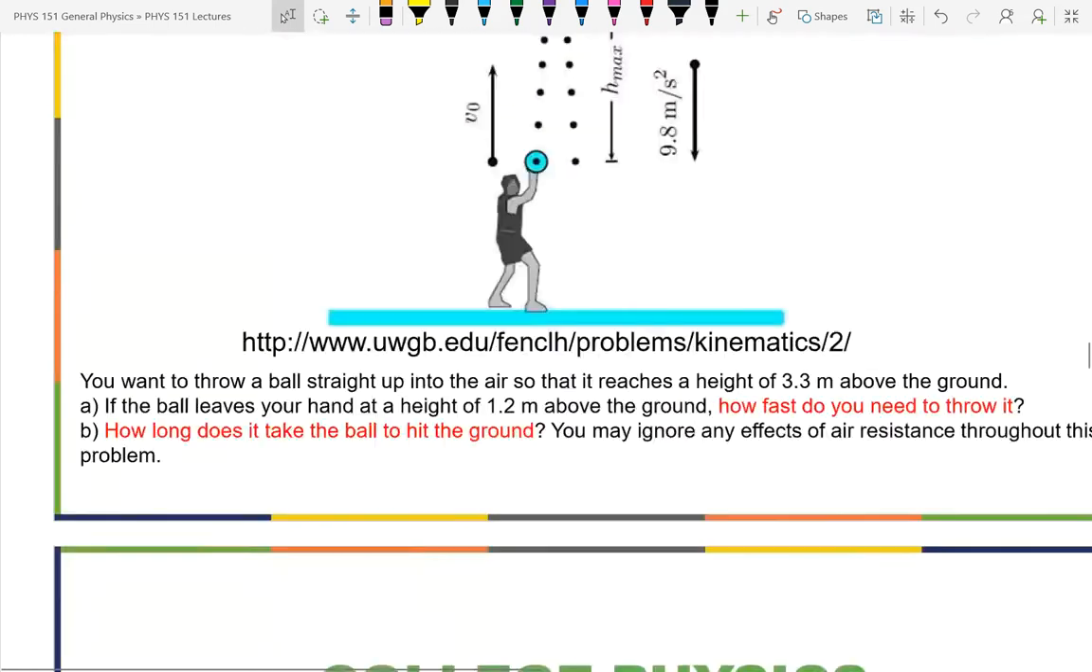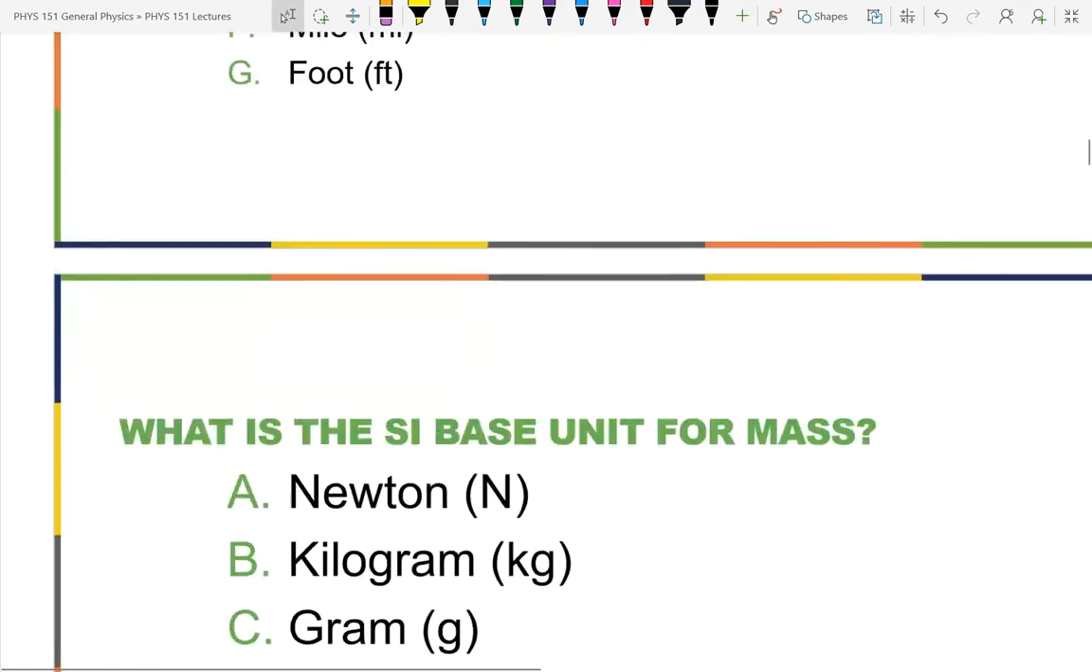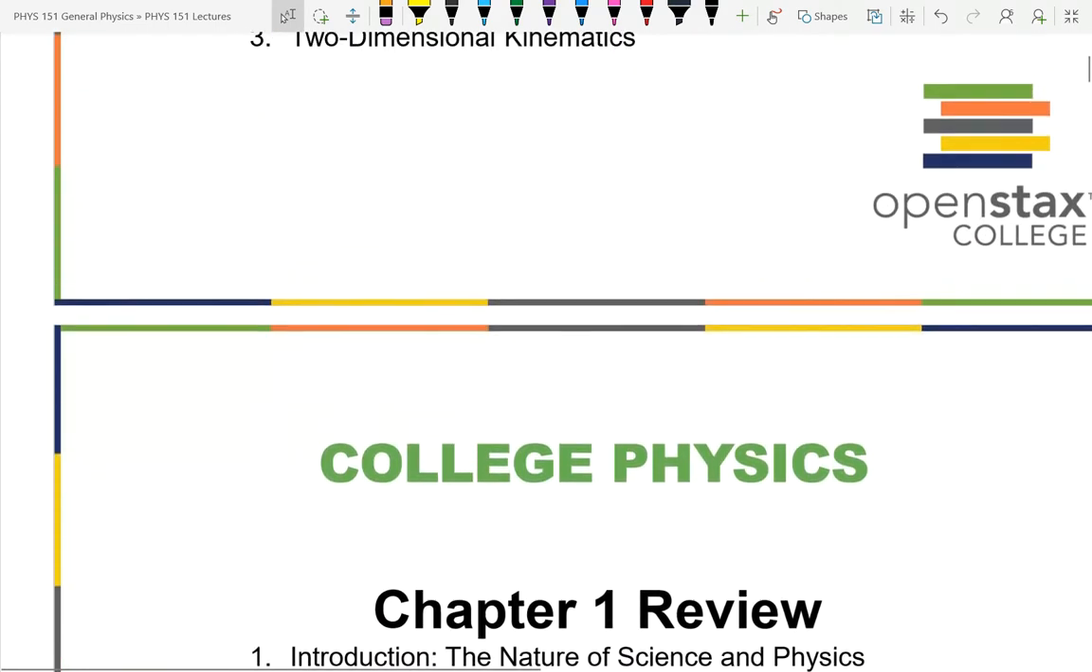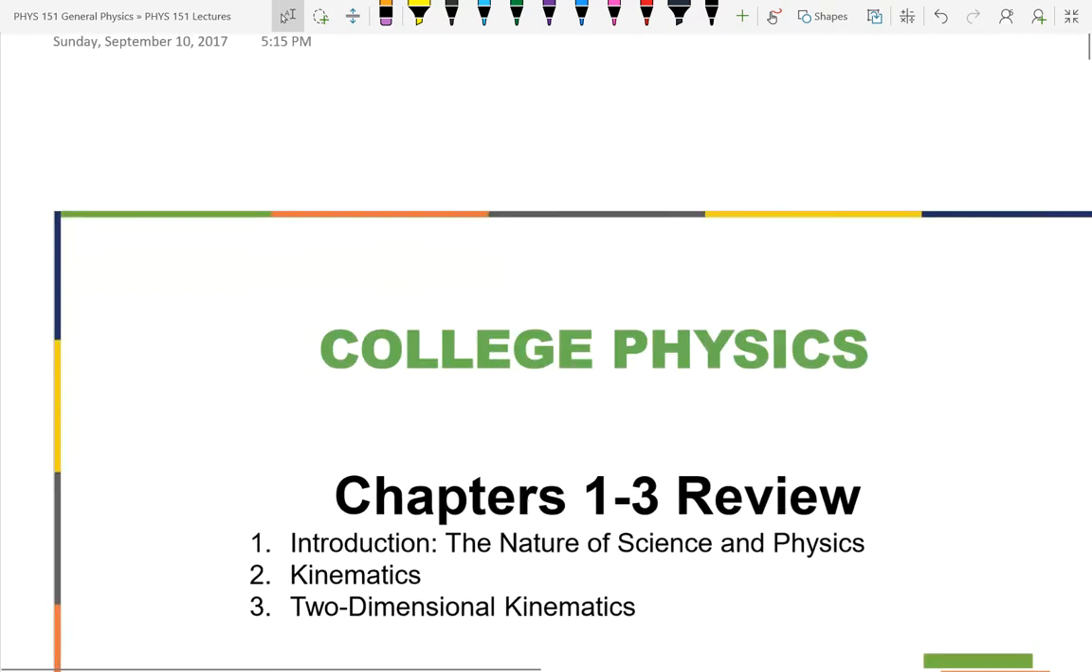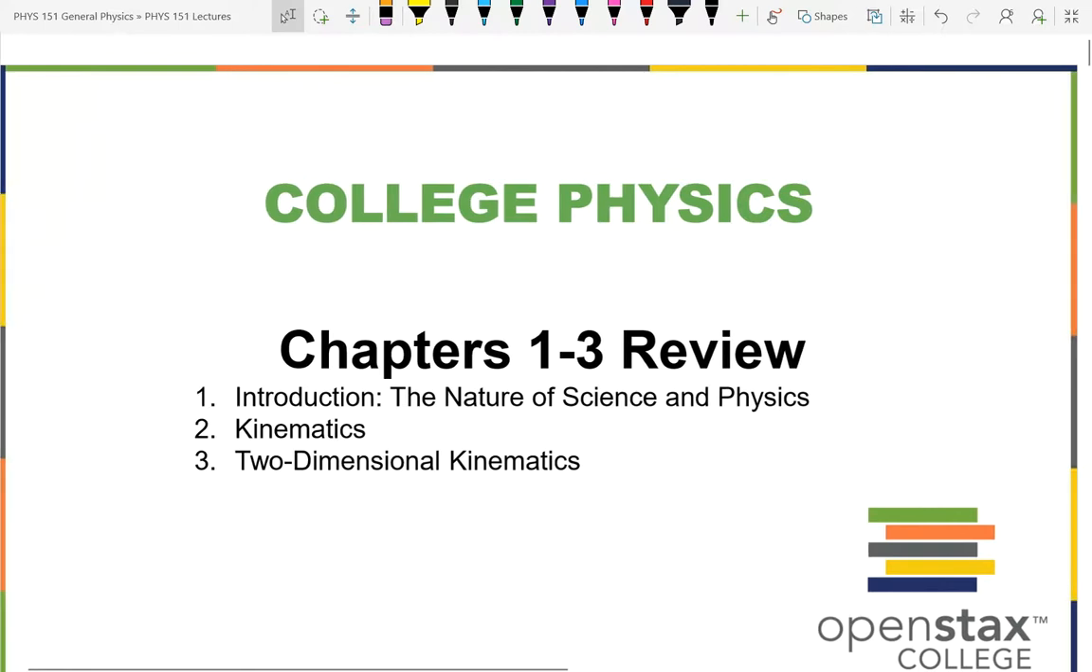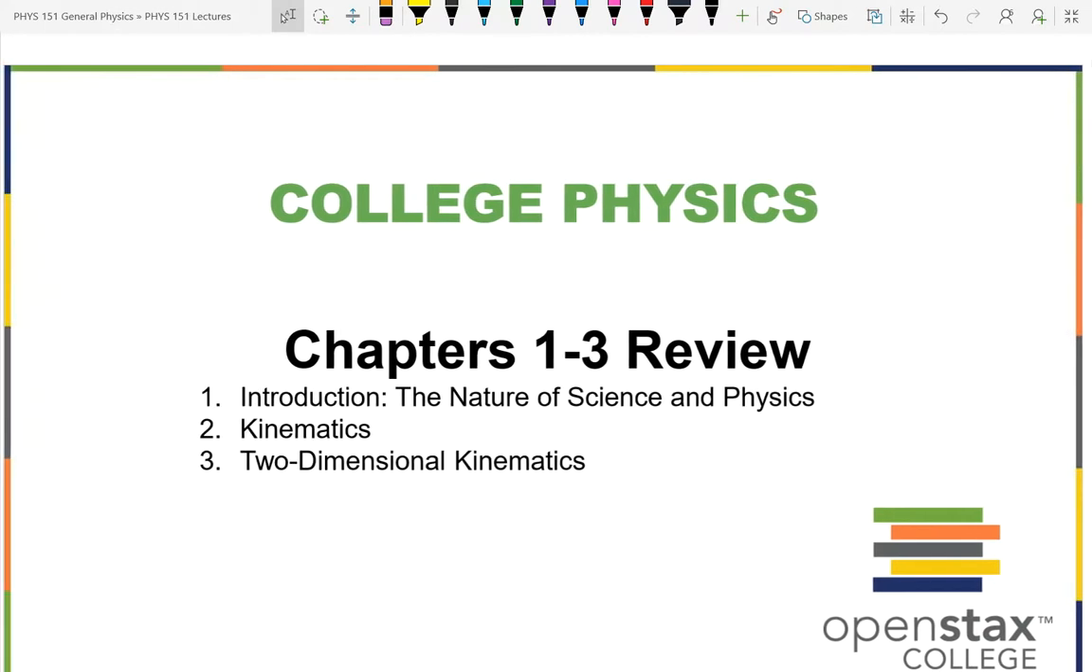Okay, so that's what the test looks like. 20 questions. The first 2 sections, the knowledge and the application, are each worth 25% of the test grade. And then the last 5 questions, the synthesis, which are the harder ones, is worth 50% of the test grade. The test is only over chapters 1 through 3. So that means no forces on the test.